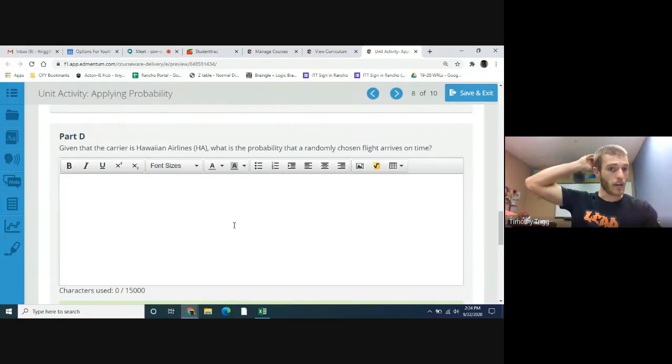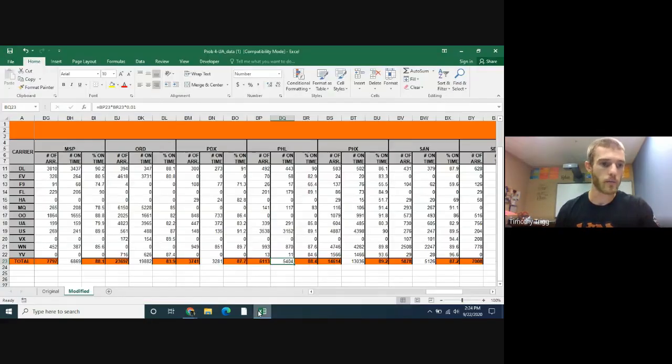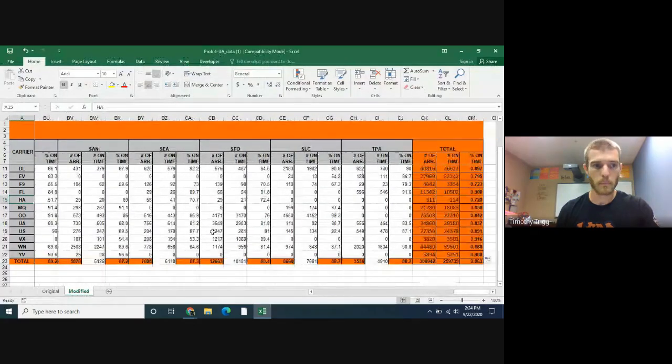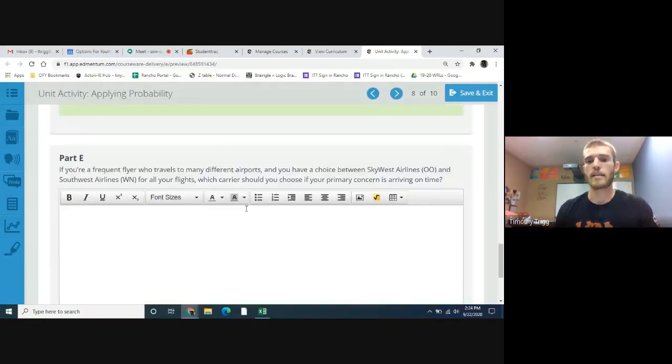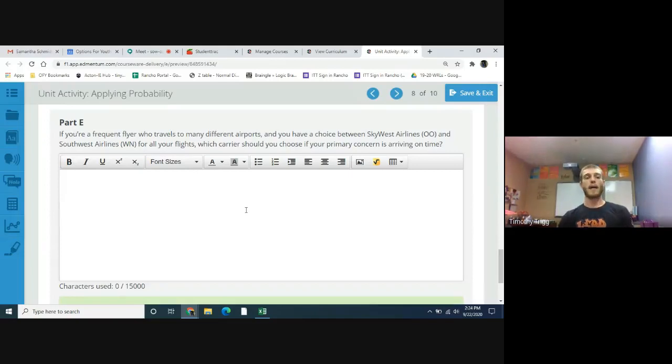Given that a carrier is Hawaiian Airlines, what is the probability that a randomly chosen flight arrives on time? So here we want to look for Hawaiian Airlines. And what probability do they have of arriving on time? It looks like the probability of arriving on time for Hawaiian Airlines is not very good. It's 72% or 0.720. So you can see how easy this information is once we have it all situated already for us.